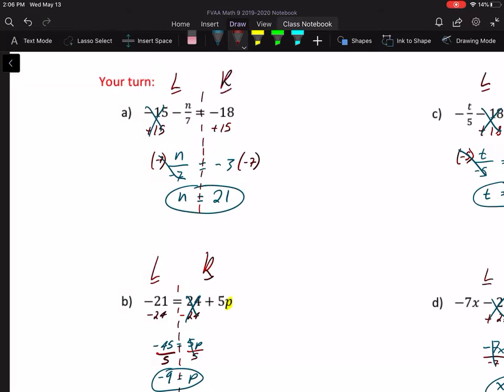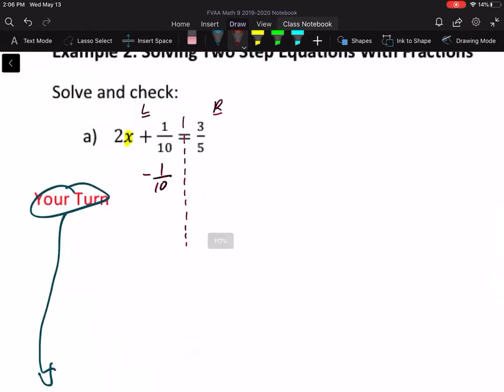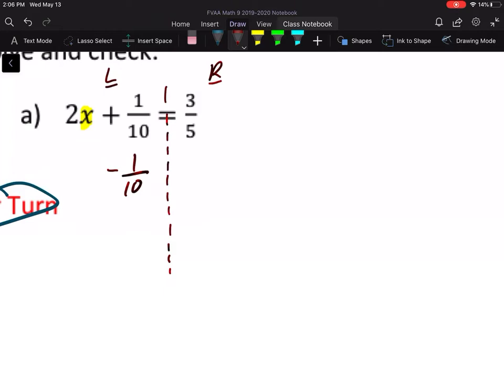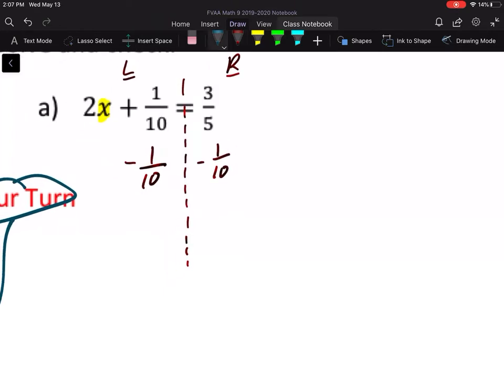There's to the left of the equal sign and to the right of the equal sign. So when I subtract 10, I subtract it to the left of the equal sign and to the right of the equal sign. Okay? Positive 1 over 10 minus 1 over 10 is going to give me 0. Okay, so they effectively cancel each other out, which leaves me with 2x.